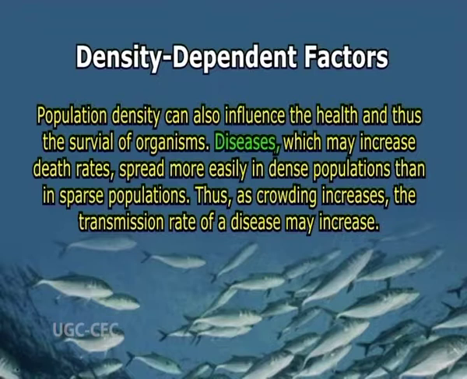Population density can also influence the health and thus the survival of organisms. Diseases which may increase death rates spread more easily in dense population than in sparse population. Thus, as crowding increases, the transmission rate of a disease may increase. For example, tuberculosis, caused by bacteria that spread through the air when an infected person coughs or sneezes, affects a higher percentage of people living in high density cities than in rural areas.